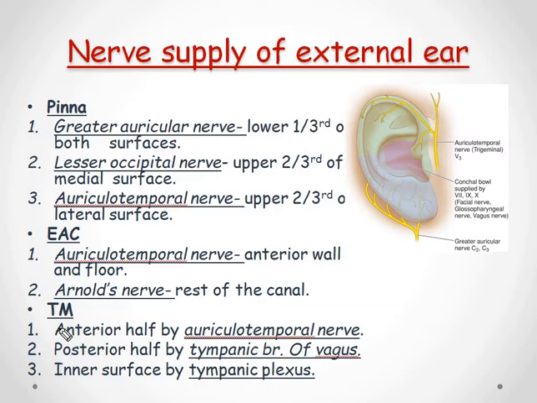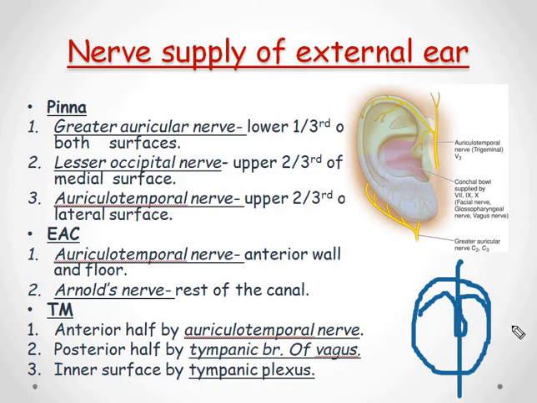Now talk about the tympanic membrane. Again, if this is the tympanic membrane, pars tensa, pars flaccida. The anterior half is supplied by the auriculotemporal nerve, the posterior half is supplied by the tympanic branch of the vagus nerve, and the inner surface is supplied by the tympanic plexus.